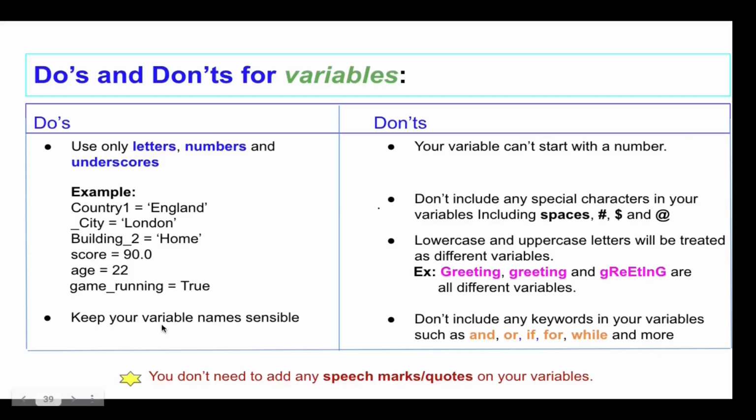And keep your variable's name sensible. This should be just enough to tell you what that variable is. So for example, name is equal to rf. So this is a very simple and straightforward variable, and you want variables like that so you can just know what its purpose is. And also don't include any keywords in your variables such as and, or, if, for, while, and even more.